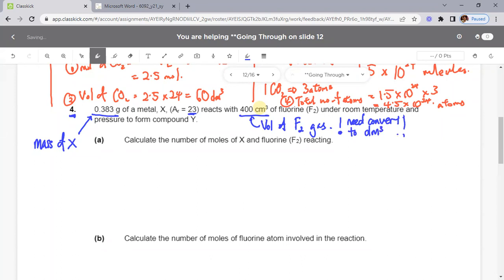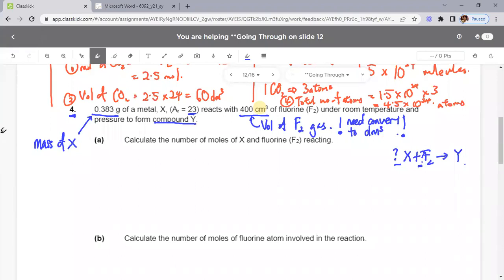Okay, then they say the two will react to form compound Y. So I know that X plus F2 — what's the ratio? I do not know, but they both will react to give me the compound Y. Whatever ratio they're reacting in is going to give me Y. So that's all the details I have so far.